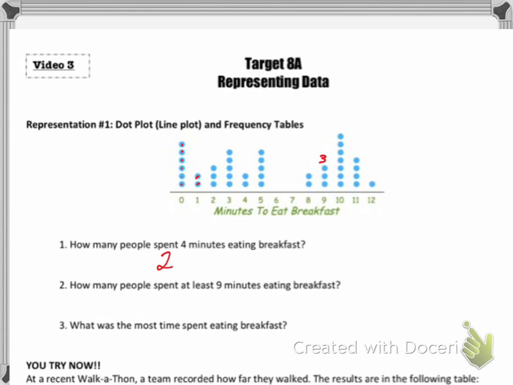But then at 10, let's count those points. I've got 1, 2, 3, 4, 5, 6, 7 for 10 minutes. For 11, I've got 4. And then 1 for 12. That's going to put me at 15 people because I'm reading at least 9 minutes. And then what was the most time spent eating breakfast? Well, that's pretty straightforward. That would be 12 minutes.